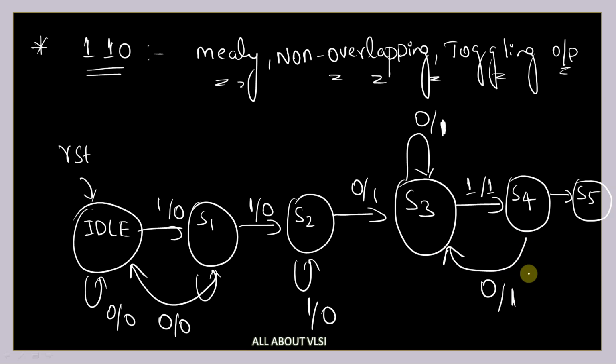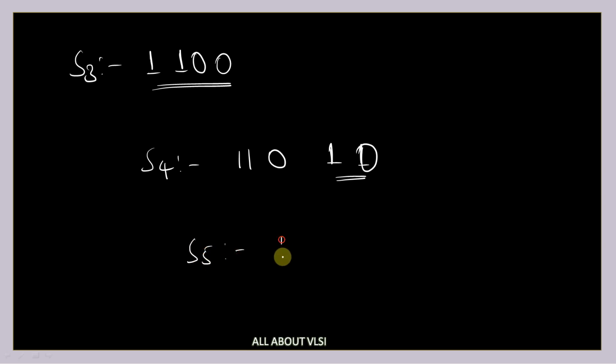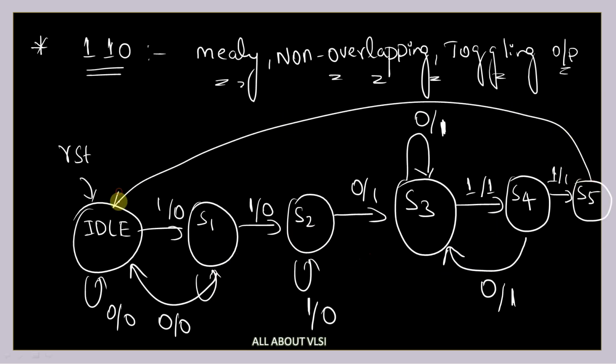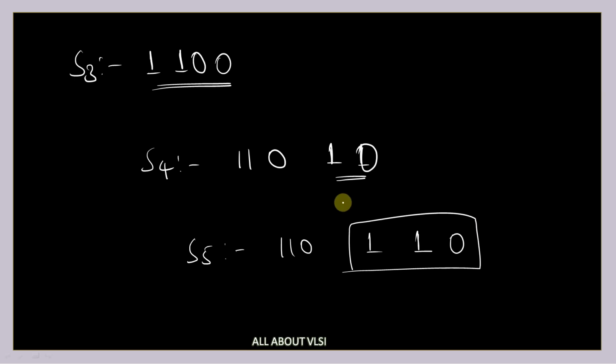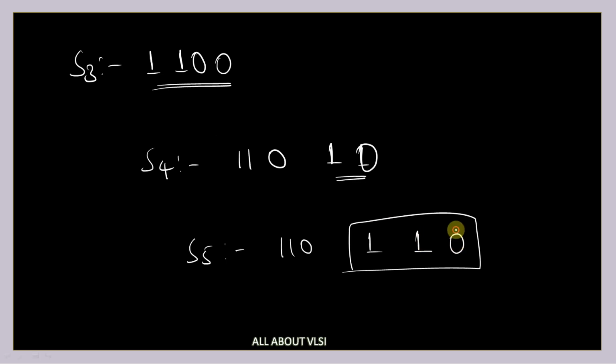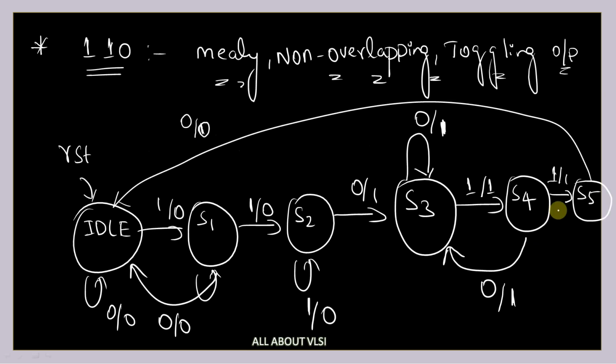Now, if you are in S5 state, you have the sequence 1 1. And if you are getting the 0, your sequence has been detected. You can go to the idle state because it is a non-overlapping sequence and your output is equal to 1. But instead of the 0, if you are getting 1, you can stay in the same state. Your output is equal to 1. This is how we are going to draw our Mealy non-overlapping toggling output.